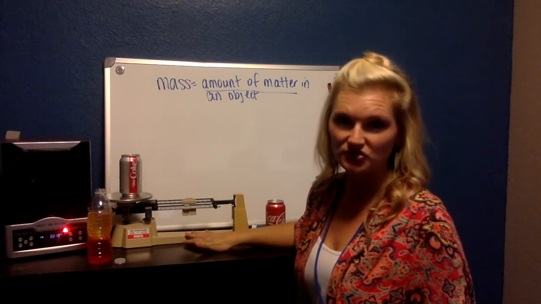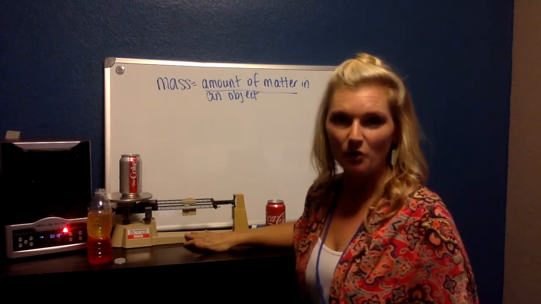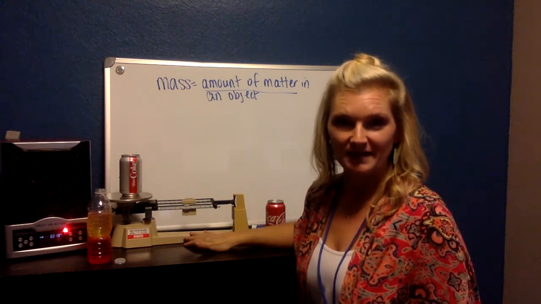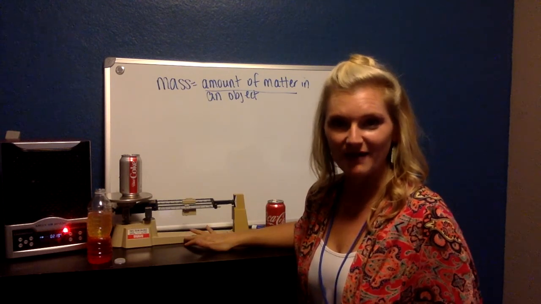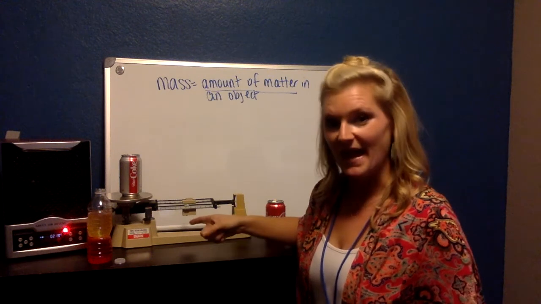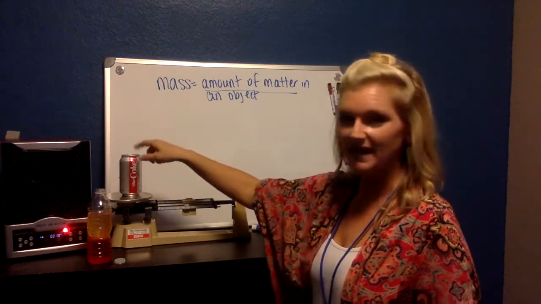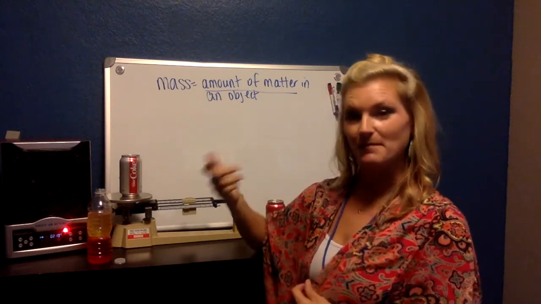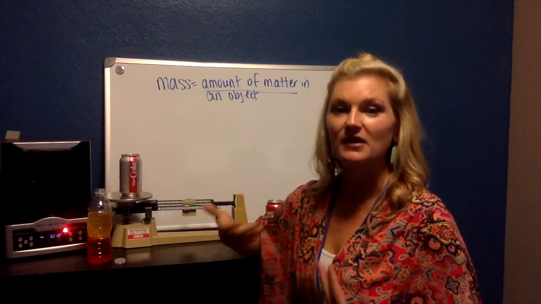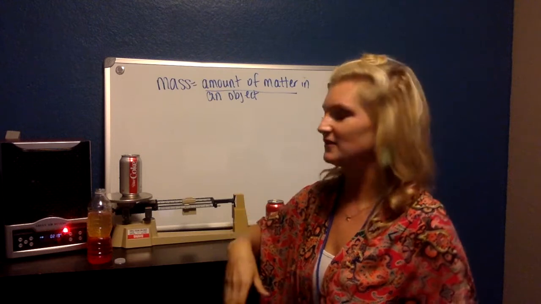And remember, this is a triple beam balance. It's not a scale that you jump on at home, because a scale at home is going to give you your weight in pounds. Remember, weight is the force of gravity that pulls down. Mass is different. Mass is the amount of stuff inside of something. So the mass of this Diet Coke can on Earth and the mass of the Diet Coke can on the moon is going to be the same.